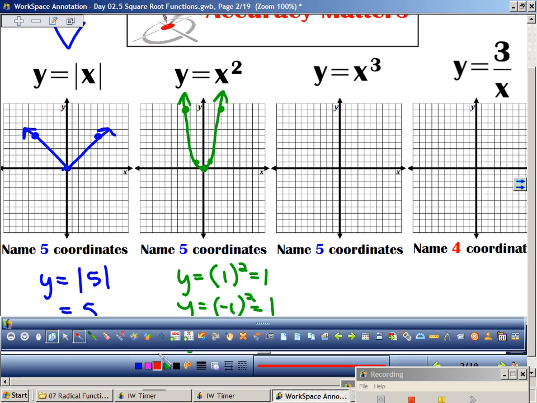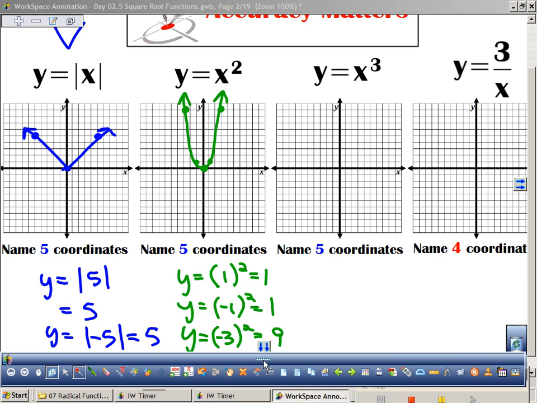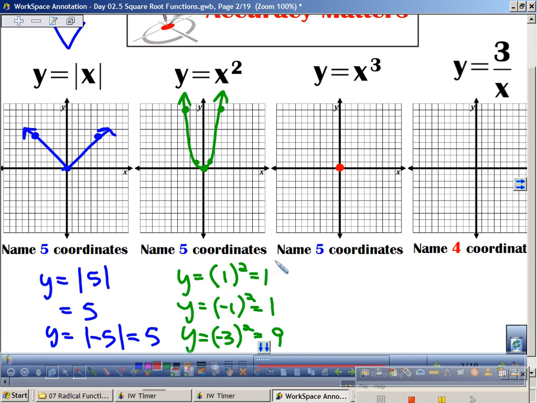Let's try it with this one. Where am I going to start? It's a parent graph, so obviously it's going to be at the origin. Let's see. If I put in 2, what do you think I'm going to get? 8. 1, 2, up 8. If I put in negative 2, what am I going to get? I'm going to get negative 8. So it's going to look like that.